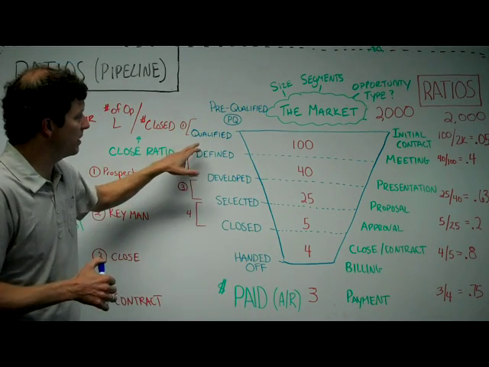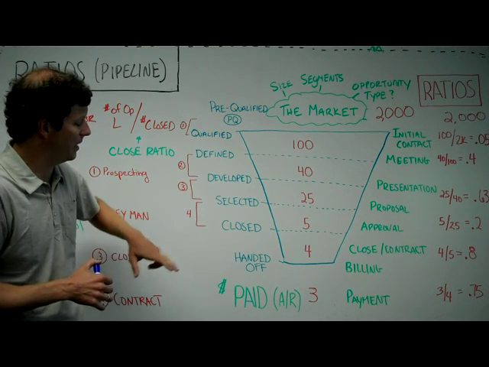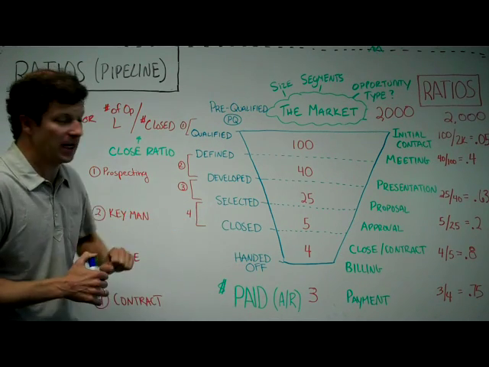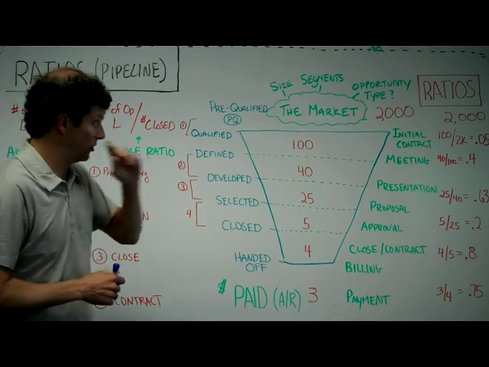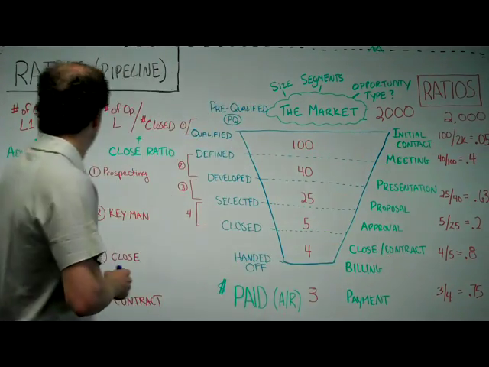And remember, we define these as you've had a first conversation, you've done a demo, you've talked to the key folks in the account, they've given you a verbal, they want to work with you, and then they signed a contract. So that's sort of a little refresher. The ratios are the numbers that flow out of that process.